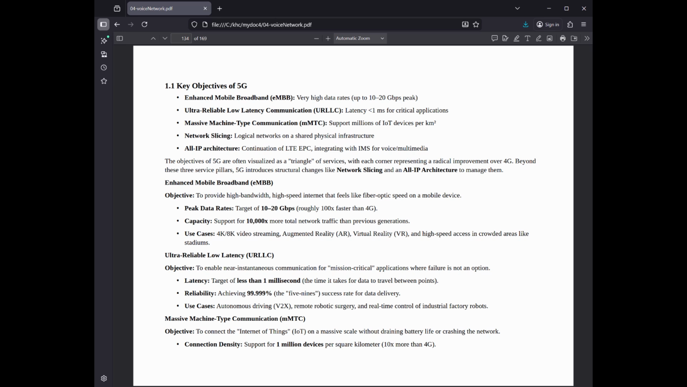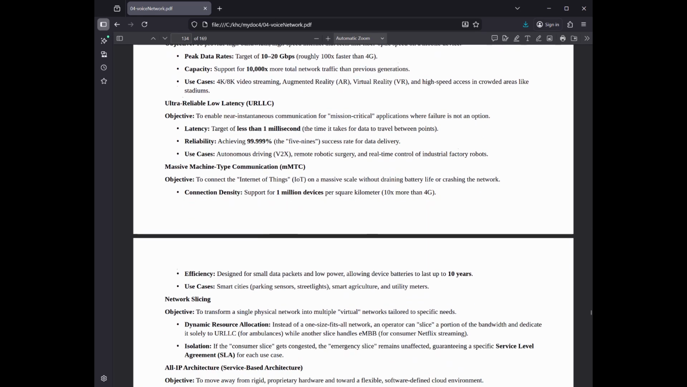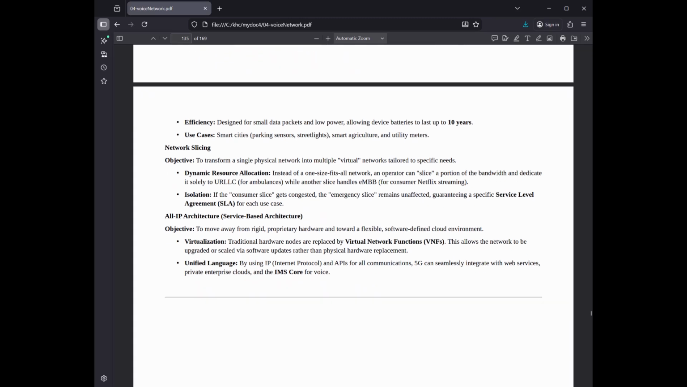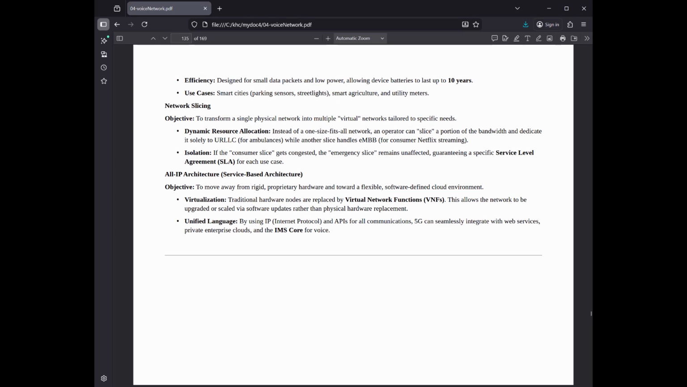Massive machine-type communication, mMTC. Objective: to connect the Internet of Things, IoT, on a massive scale without draining battery life or crashing the network. Connection density: support for 1 million devices per square kilometer, 10x more than 4G. Efficiency: designed for small data packets and low power, allowing device batteries to last up to 10 years. Use cases: smart cities, parking sensors, streetlights, smart agriculture, and utility meters.